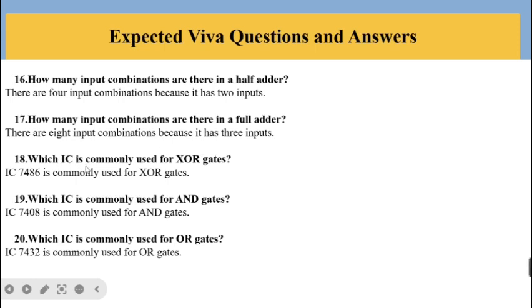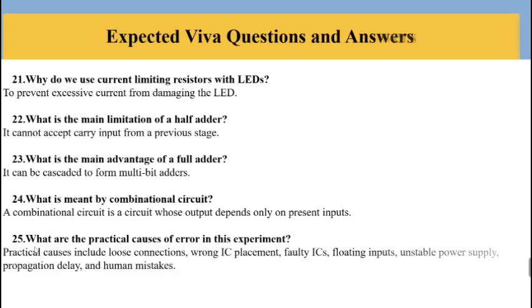Which IC is commonly used for XOR gate? IC 7486. Which IC is commonly used for AND gates? IC 7408. Which IC is commonly used for OR gate? IC 7432. Why do we use current limiting resistors with LEDs? To prevent excessive current from damaging the LED.